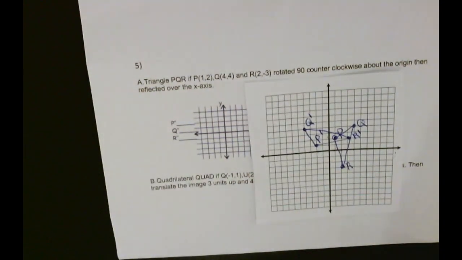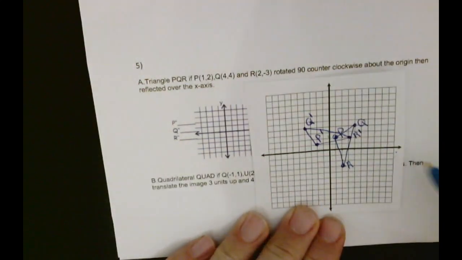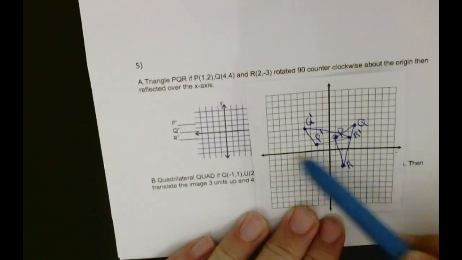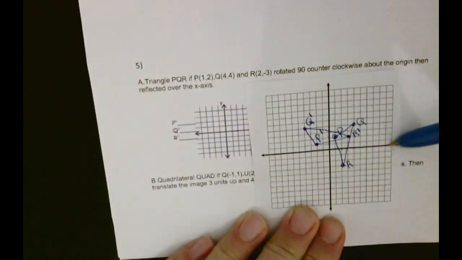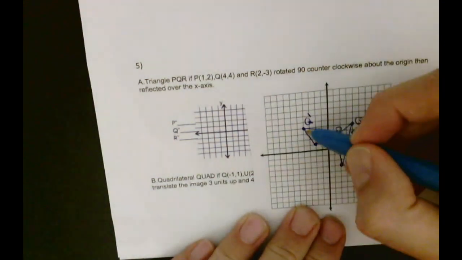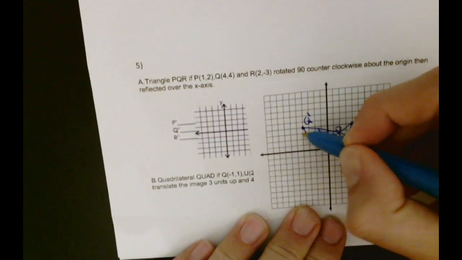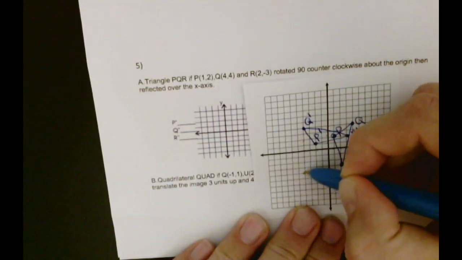So I'll switch my colors and I'll reflect all my points over the x-axis. Do you remember where the x-axis is? It's right here. And if you remember, when we're reflecting points, we're reflecting at a central point, and our central point happens to be our x-axis. So we'll count down to our x-axis. 1, 2, 3, 4. 1, 2, 3, 4.